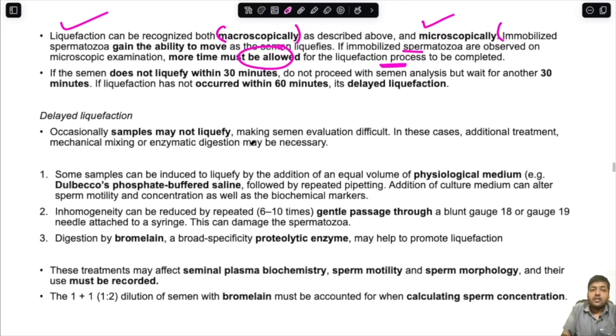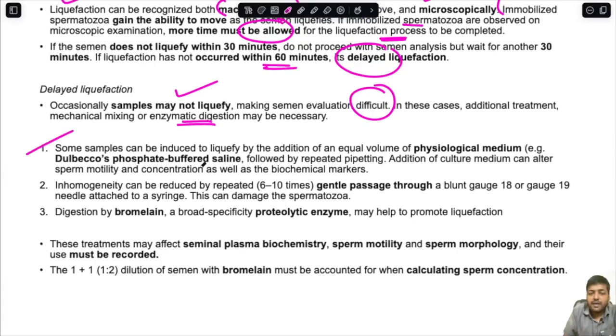Okay, so delayed liquefaction, as I already explained, if liquefaction doesn't occur within 60 minutes, it is called delayed liquefaction. Occasionally the samples may not liquefy, making the semen evaluation difficult. In these cases, additional treatment, mechanical mixing or enzymatic digestion may be necessary. Some samples can be induced to liquefy by addition of an equal volume of physiological medium, for example Dulbecco's phosphate buffered saline, followed by repeated pipetting.